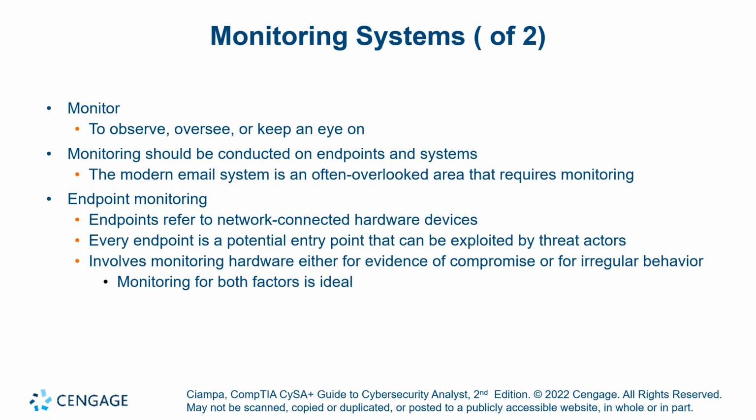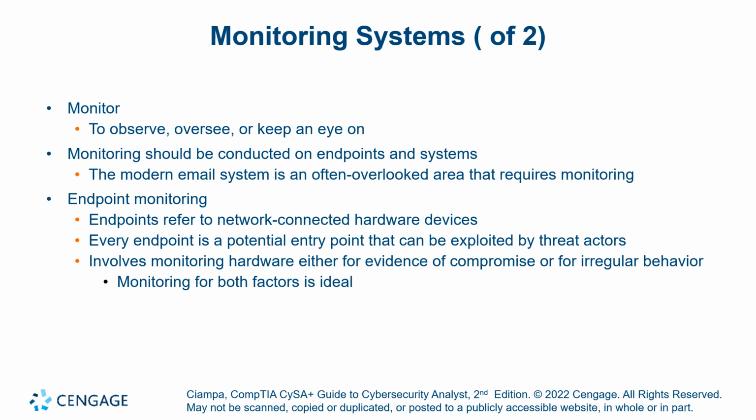Okay, so monitor, what they're talking about is to observe, oversee, or keep an eye on. Monitoring should be conducted on endpoints and systems. The modern email system is often an overlooked area that requires monitoring. A lot of the time now people use third-party emails, so they tend to think, oh, I don't need to monitor that. Even if you're using a third-party system, you really need to keep an eye on it because, I will say this outright, even though I like Gmail, their baseline spam filter is still not the best. If you have the ability to get in there and change it, yay. If you are using all third-party stuff, then you definitely need to, yeah, so much spam. It's really best to pair them with your own systems and monitor everything.